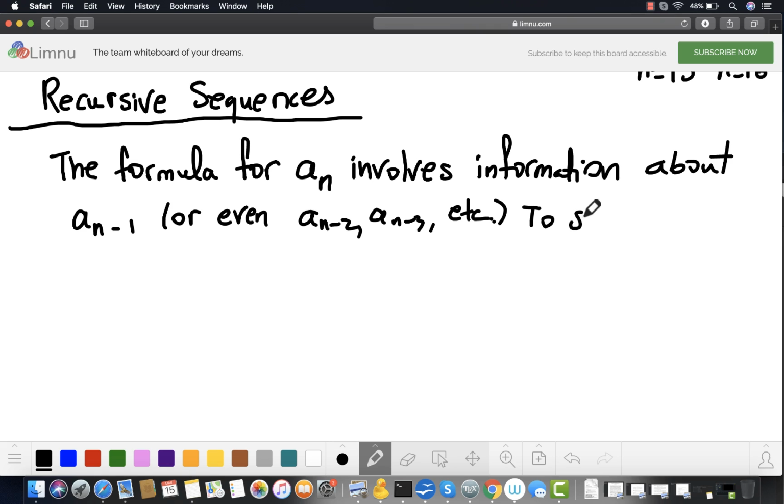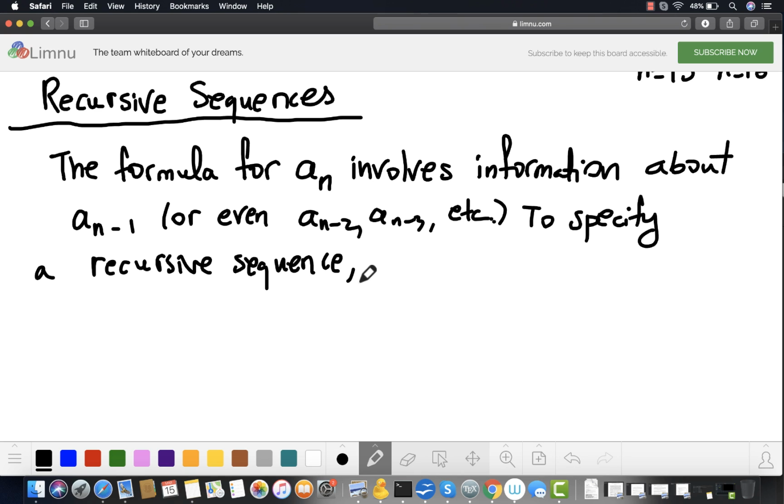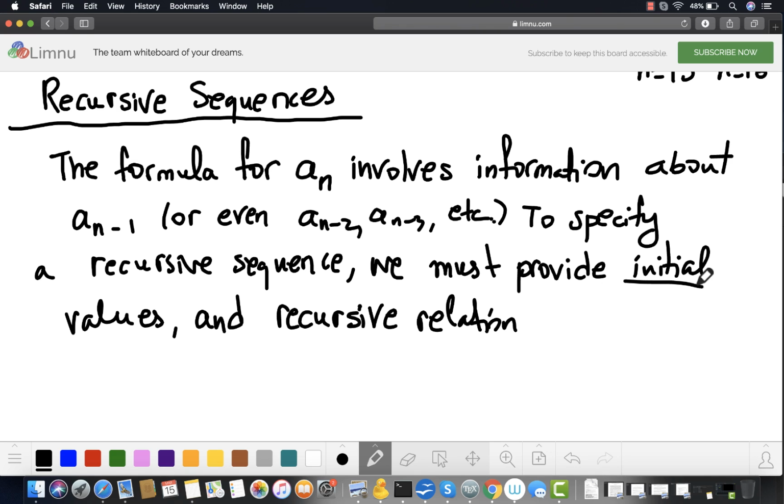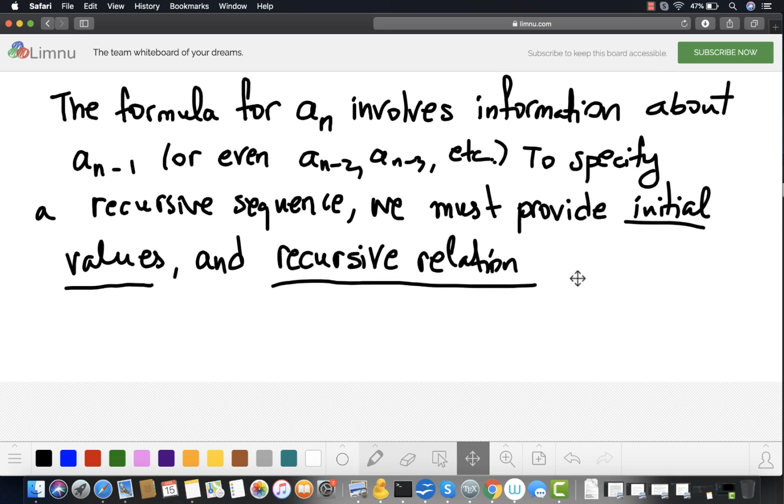To specify a recursive sequence, what we need is the following. We first need initial values, so we know where to start. We must provide some initial values so we can get started, and we need a recursive relation that tells us how to obtain the next term from the previous one. So we need initial values to get started, and then the recursive relation will tell us how to find the next terms. Let's give an example.